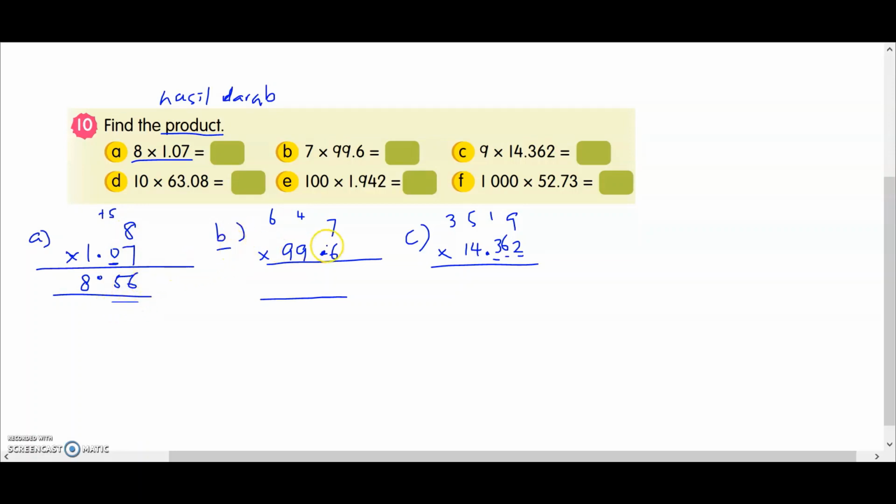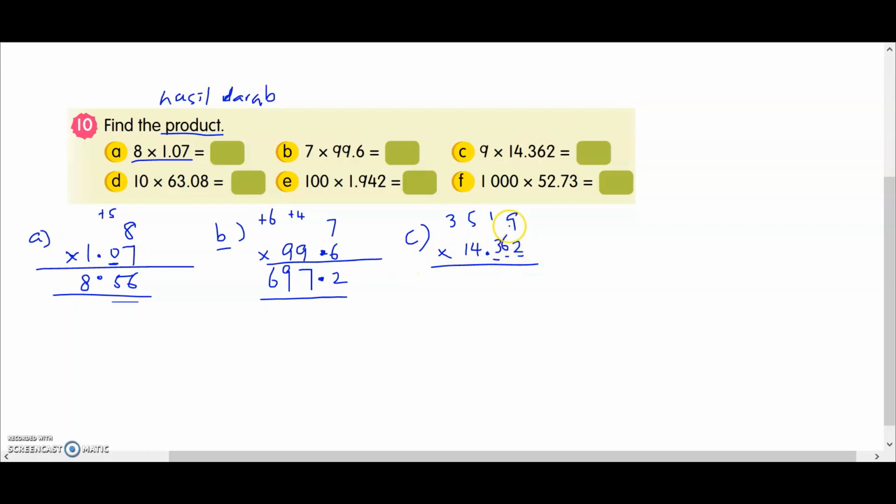Okay, for B, 7 times 6, 42. So 2 here and then 4 on top. 7 times 9, 63. 63 plus 4, 67. So 7 you write here, 6 on top. 7 times 9 again 63. 63 plus 6, 69. Decimal point here, same place, same row.